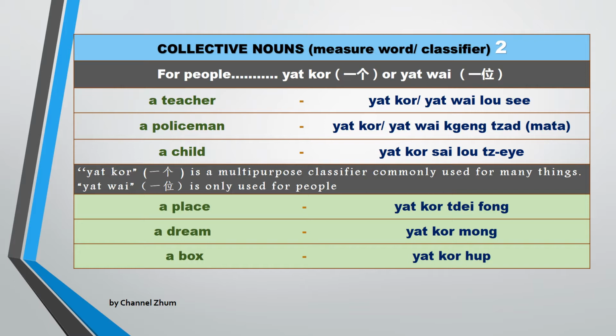A place, 一个地方. A dream, 一个梦. A box, 一个盒.